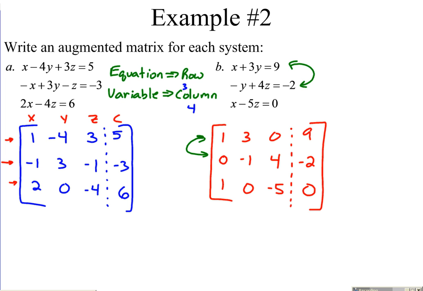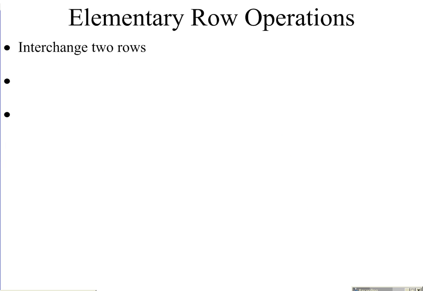Does it matter the order that equations are written in when we solve a system? No. Therefore, we can interchange two rows in a matrix at any time as well.